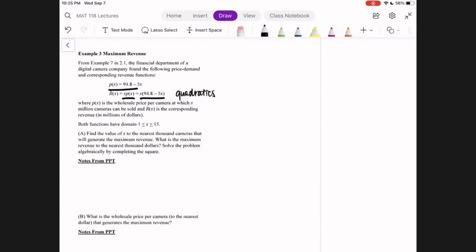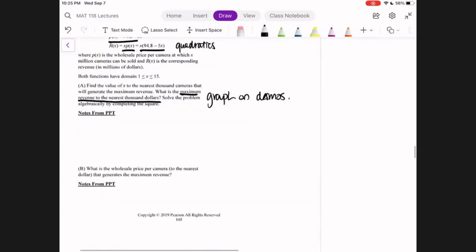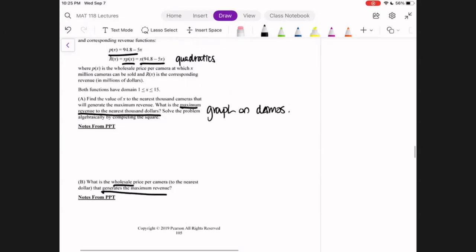So this wants you to find the max revenue to the nearest $1,000. What you want to do, graph on Desmos. Okay, and look for that max, that peak. Okay, you'll notice in this case, your x squared term is going to be -5, so it will have a max. Okay. So for this part, it wants the wholesale price that generates the max revenue. So what is the wholesale price? Well, the wholesale price is from your tiny p of x equation and your revenue.